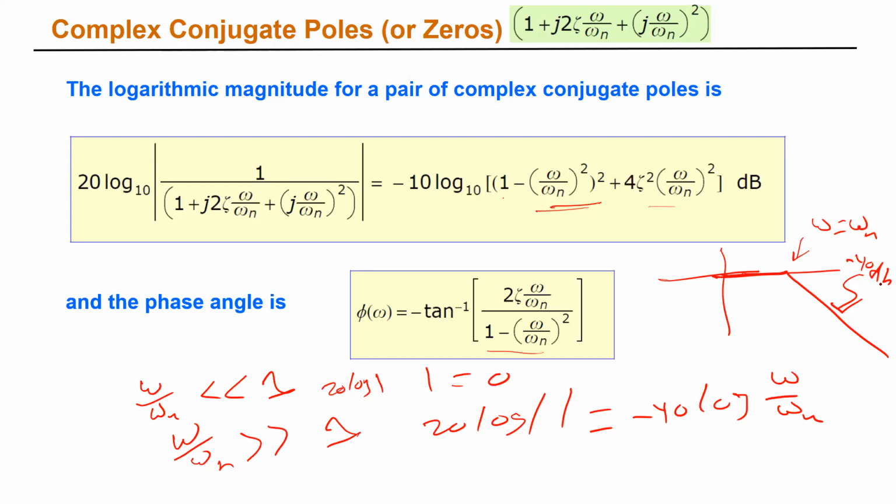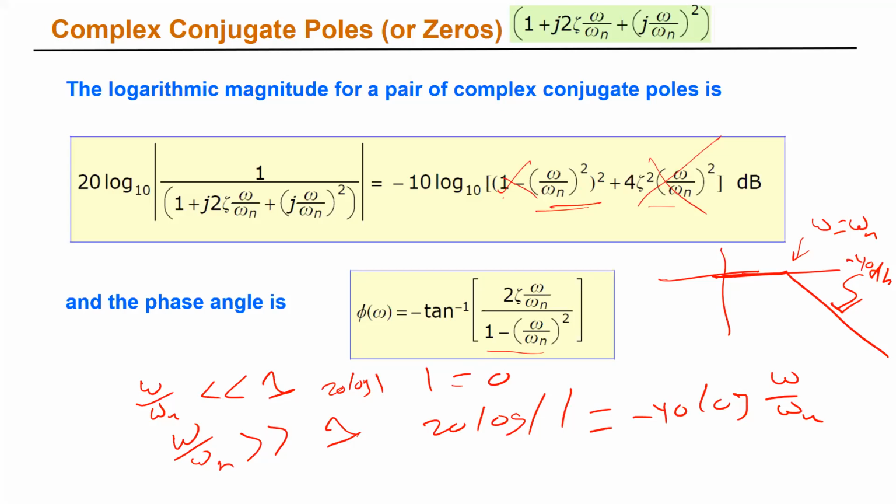Any question? Of course here it will be minus 20 dB? No, minus 40 dB. Ignore this one. You will have 2 and 2, 4.